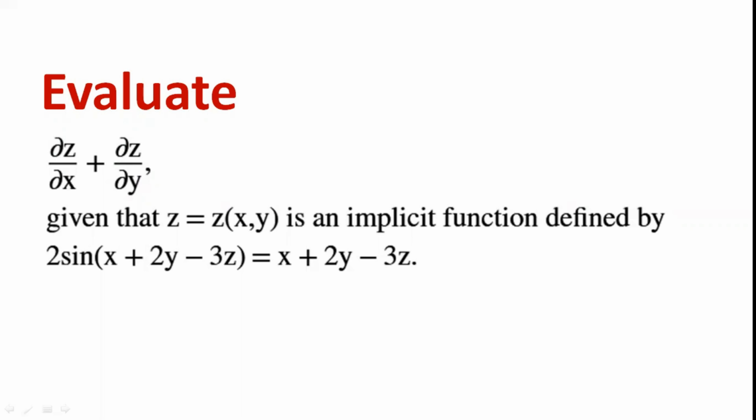Evaluate ∂z/∂x + ∂z/∂y, given that z = z(x, y) is an implicit function defined by 2 sin(x + 2y − 3z) = x + 2y − 3z.